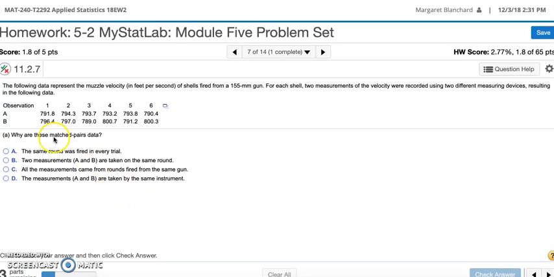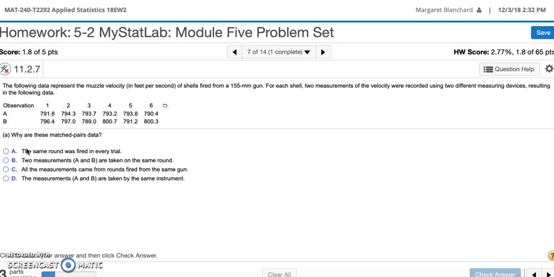So I just wanted to clarify, our population is population A, population B. One is from each measuring device, and then our observations are n equals 1 all the way through 6. Observations 1 through 6. So part A, why are these matched pairs data?